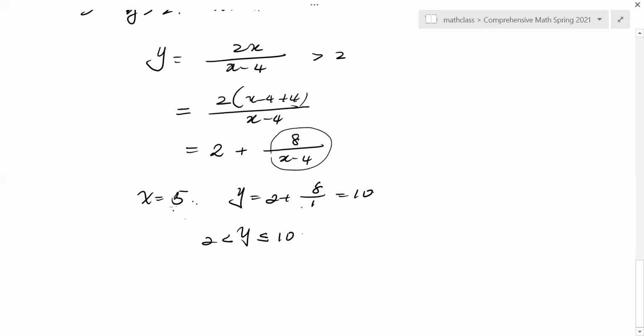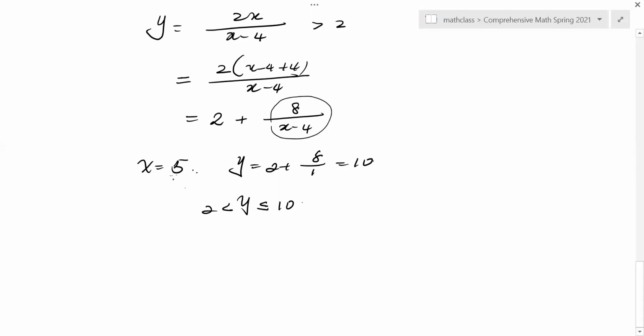I'm just trying to find other solutions. Now, in order to get integer y, 8 should be divisible by x minus 4, right? So clearly, x minus 4 should be an even number, because otherwise, yeah.